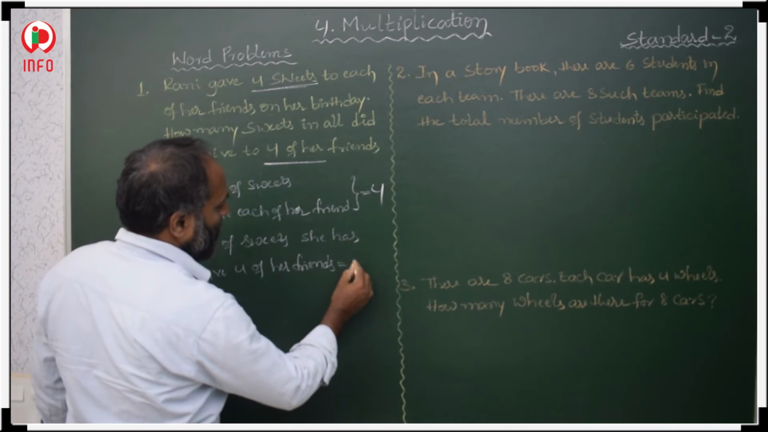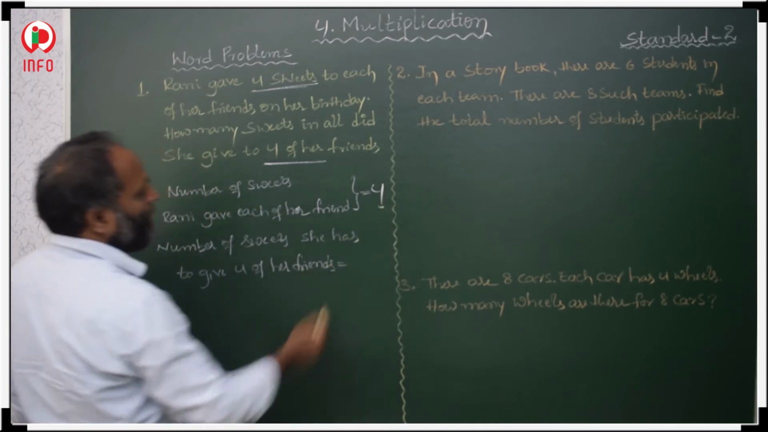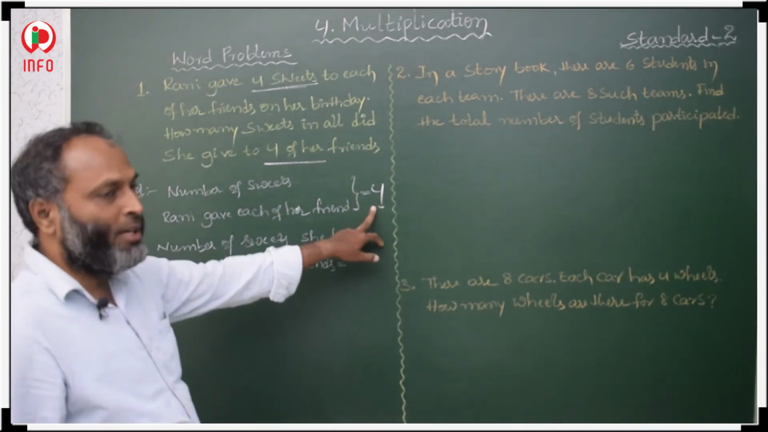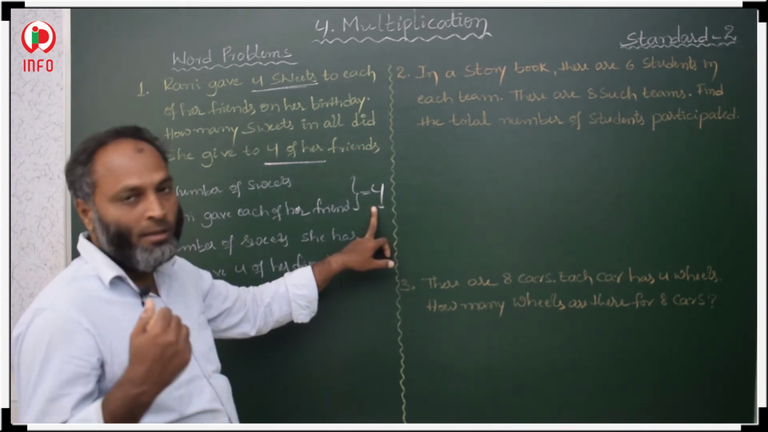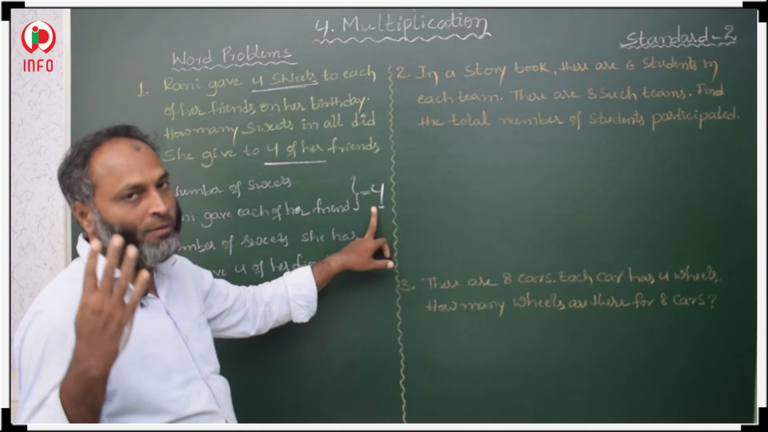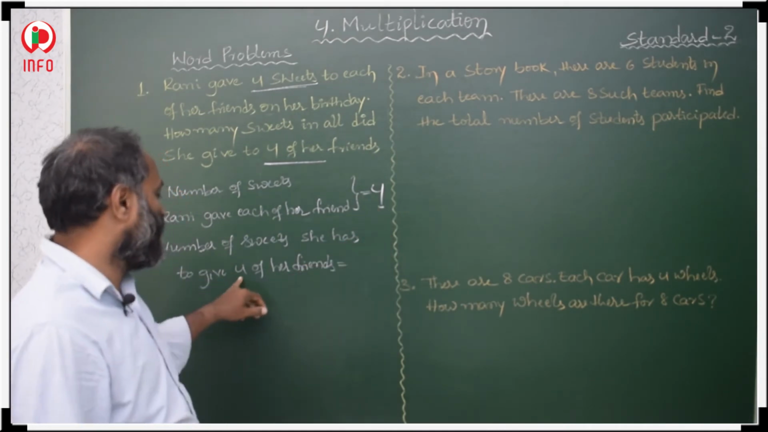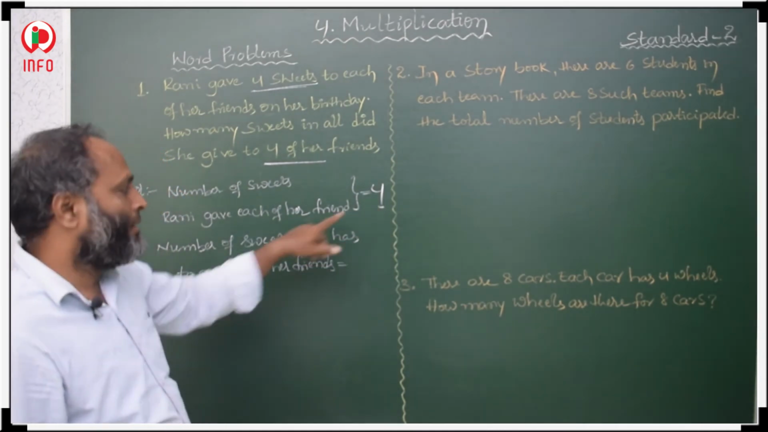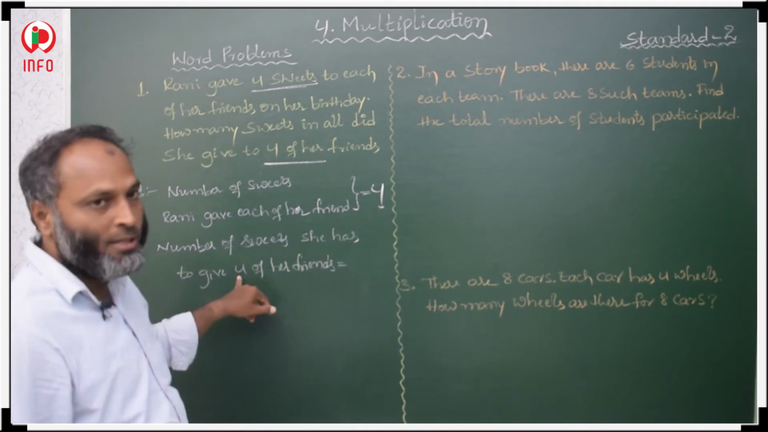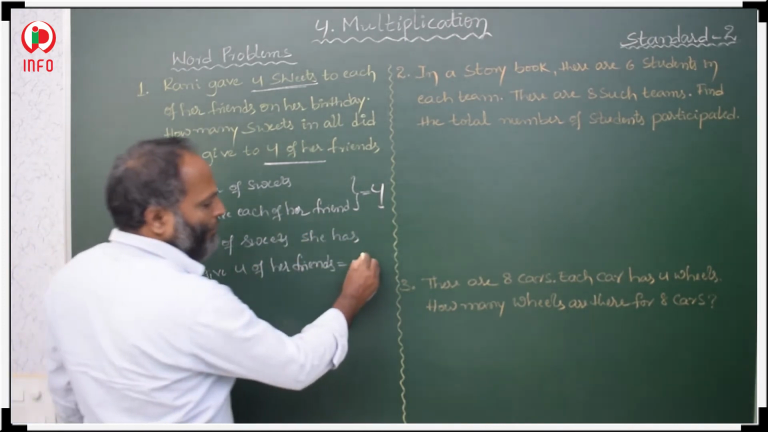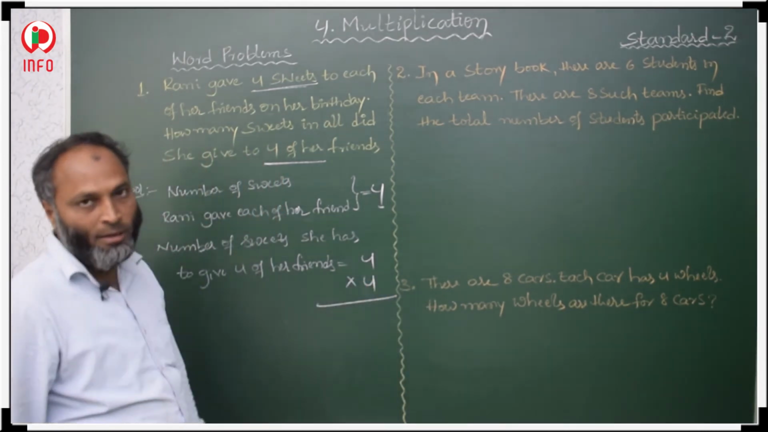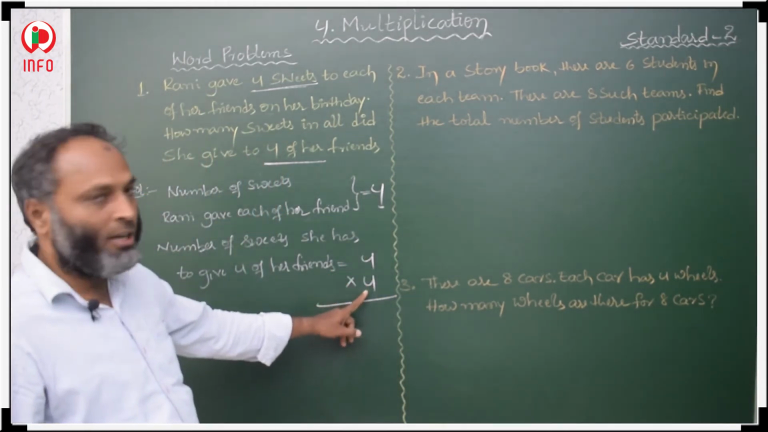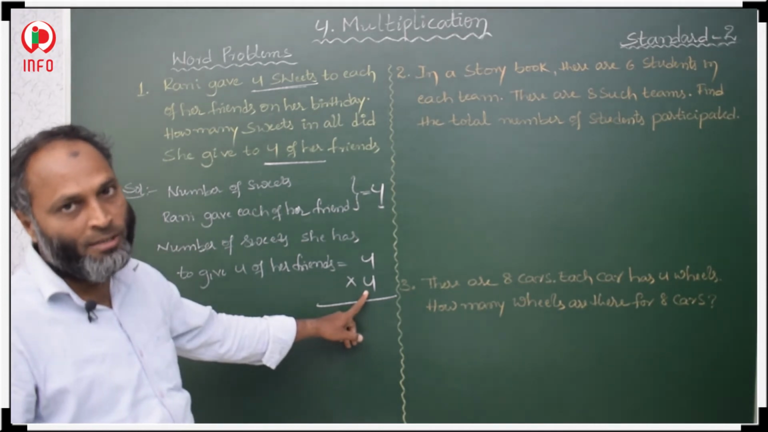What we have to do? So we have to multiply these 4. So unit means one friend. How many sweets? Each of her friends got 4 sweets. Then how many friends she is having? 4. So number of sweets with number of friends we have to multiply. 4 with 4 in a vertical method. So apply vertical method. So 4 sweets, then total how many friends? 4 friends she is having.